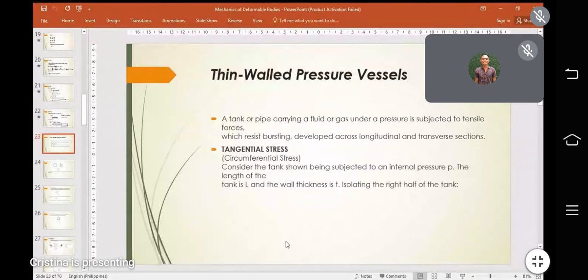Yeah, simple stresses. So now we are going to tackle stresses or pressure that can be found in thin-walled pressure tanks or thin-walled pressure vessels.